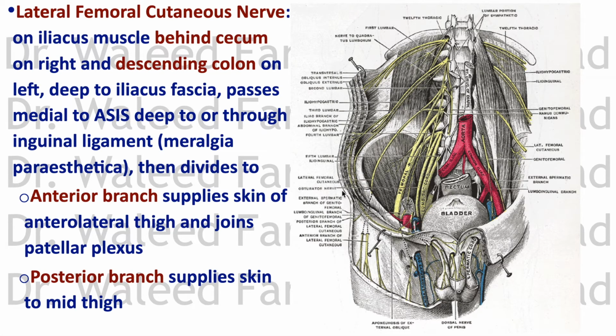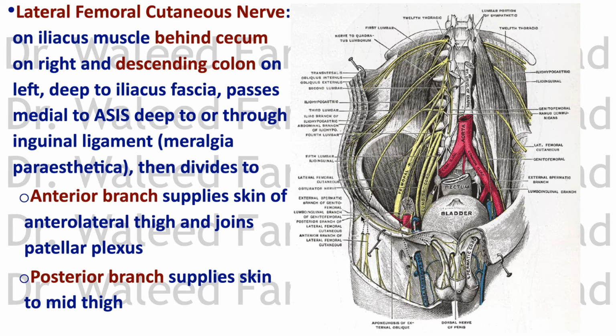This is one of the questions. It passes medial to the anterior superior iliac spine, either through or below the inguinal ligament. And here it has a chance to get entrapped, a pathology we name meralgia paresthetica. There is a tingling, numbness sensation in the anterolateral part of the thigh because of entrapment of this nerve.